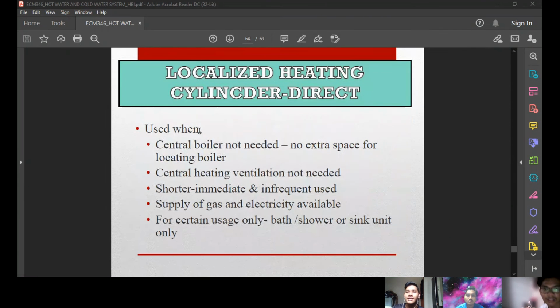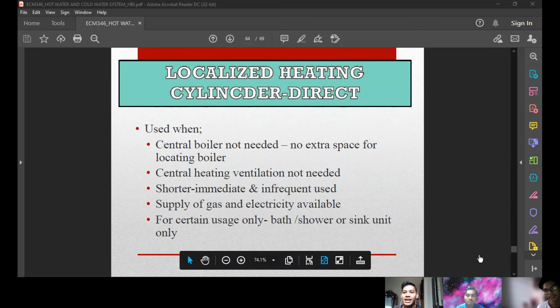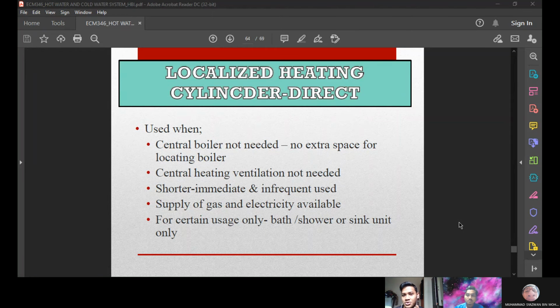Next, I will explain the localized heating cylinder, direct. It is used when a central boiler is not needed or there is no extra space for locating the boiler. Before that, Shazwan explained central heating, for shorter, intermediate, and infrequent use.